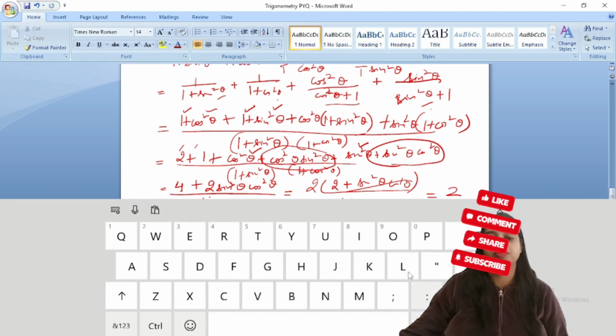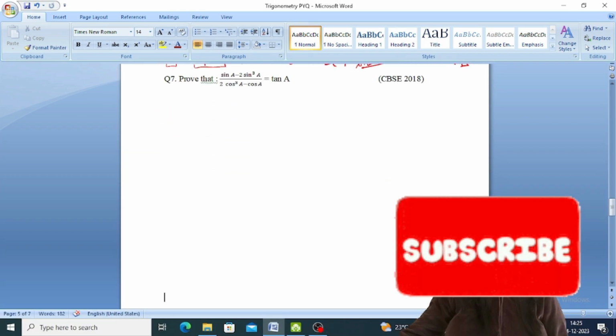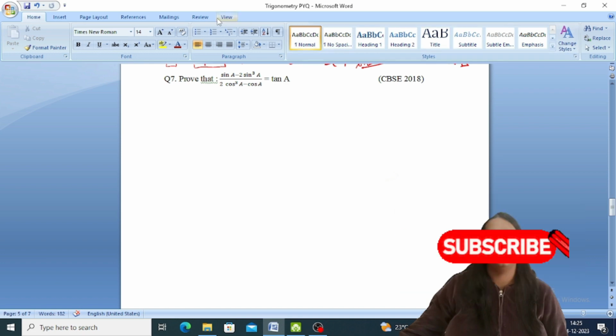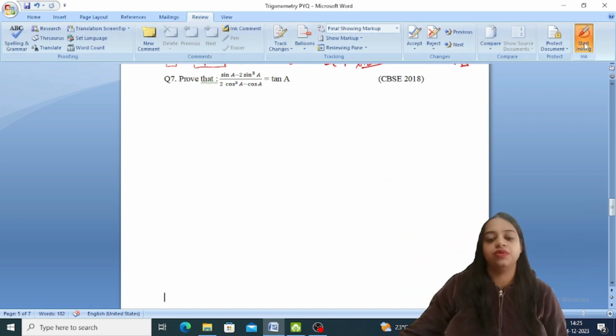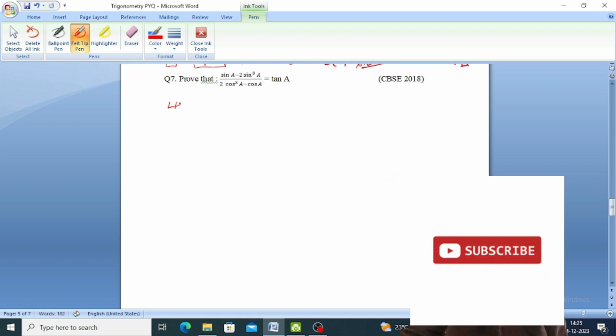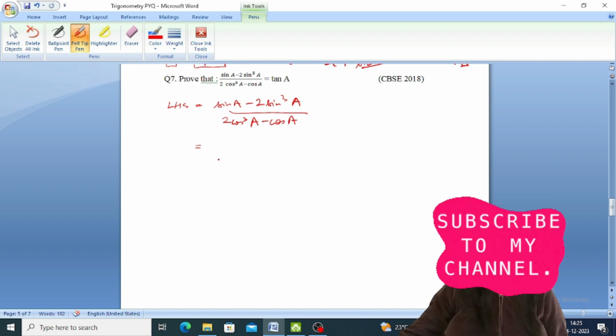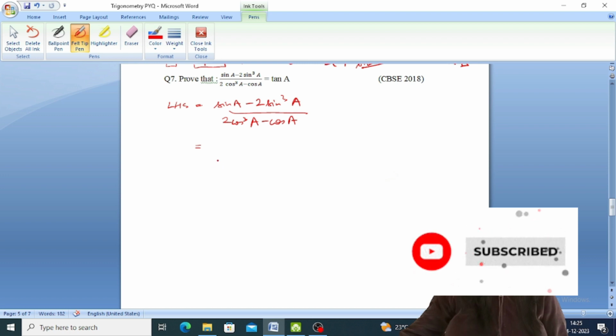Moving to the next question now. Question number 7. It came in the CBSE 2018 paper, and this is also a question from your NCERT. This is the LHS, which is sin A minus 2 sin cube A upon 2 cos cube A minus cos A. Clearly, on observing the left hand side and right hand side, if we get sin A upon cos A in the left hand side, only then can we prove it to be equal to tan A.